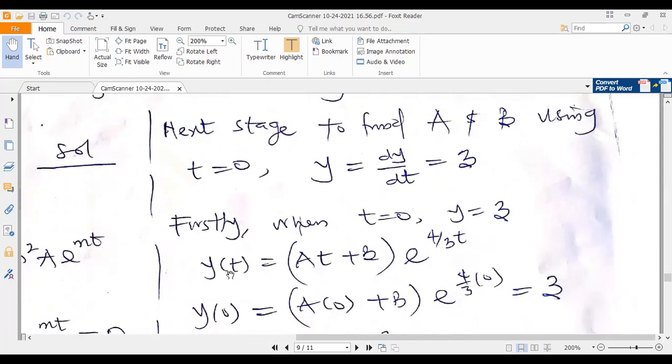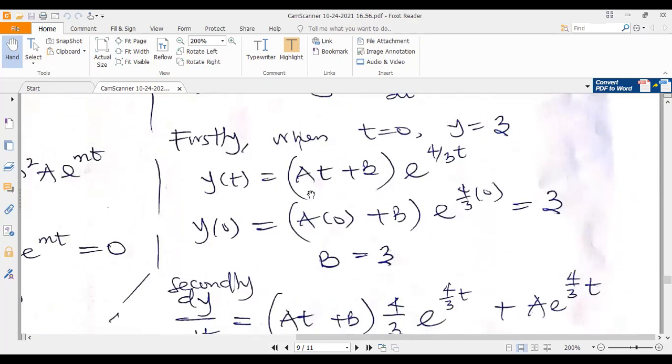So let's start. Number 1, this is our solution: y(t) = (At + B) e^(4/3 t). So what do we do now? Whenever you see t, you put 0. That will give you y(0) = (A·0 + B) times e^(4/3 · 0). Anything raised to power 0 is 1. So here you now see that your B is equal to 3.